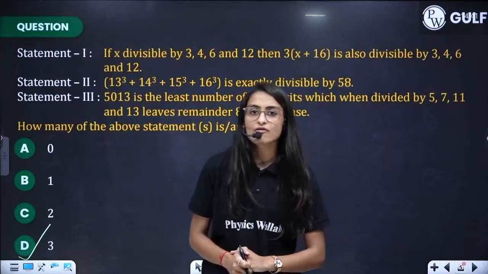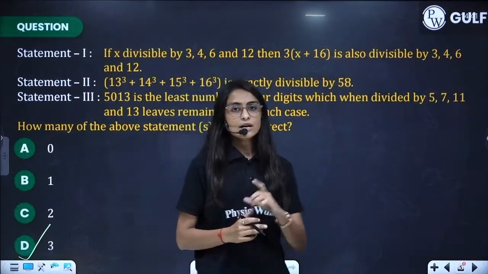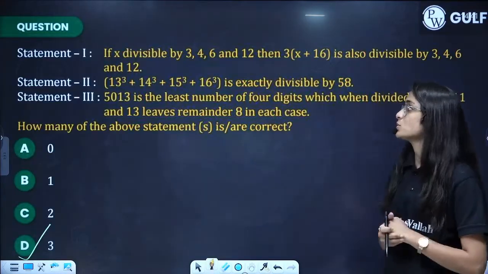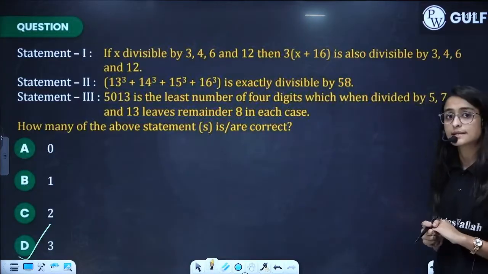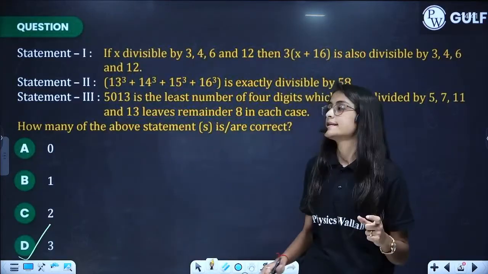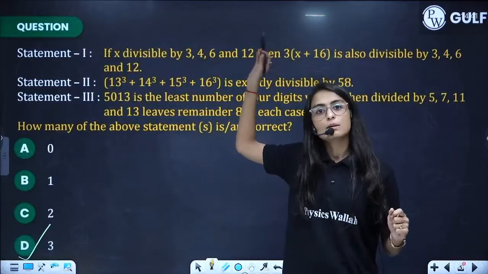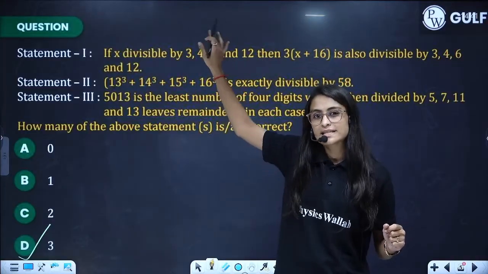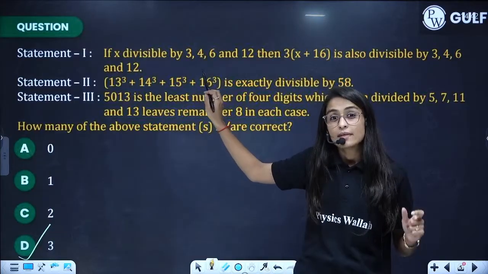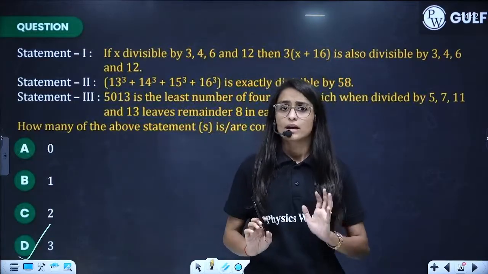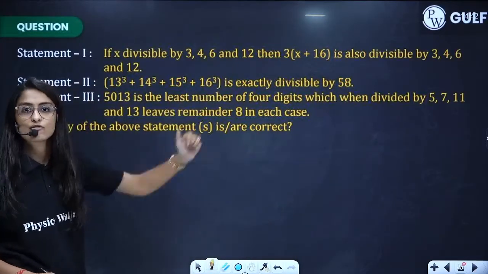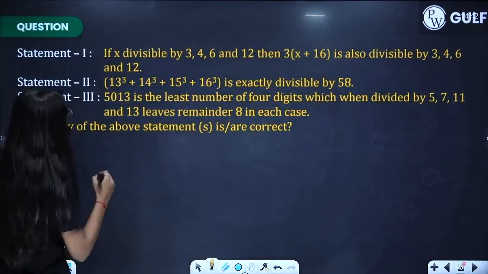Now, in this question, you have been provided with three statements, wherein your first statement says that if x is divisible by 3, 4, 6, and 12, then 3 multiplied by x plus 16 should also be divisible by 3 into 3, 4, 6, and 12. See, if x is a number which is divisible by all the four numbers, and it is maximum divisible by 12, that means it would be divisible by 3, 4, and 6 as well. That means x would be a multiple of 12. Shall I say that? So let us assume x is equal to 12 and substitute the value of x in our expression.